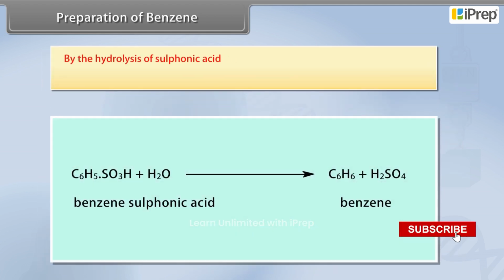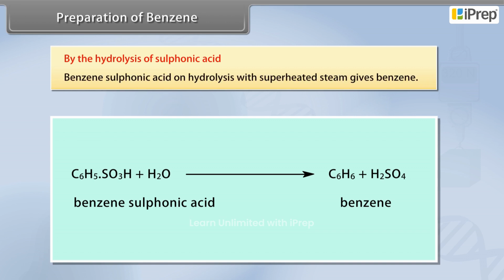By the hydrolysis of sulfonic acid. Benzene sulfonic acid on hydrolysis with superheated steam gives benzene.